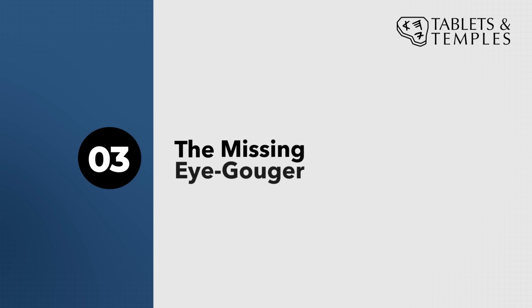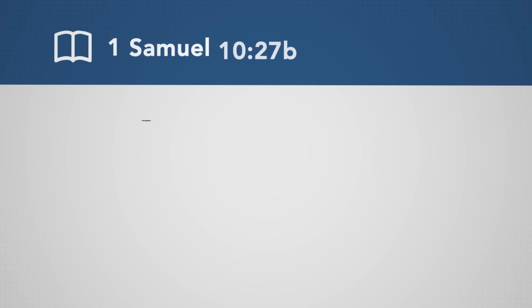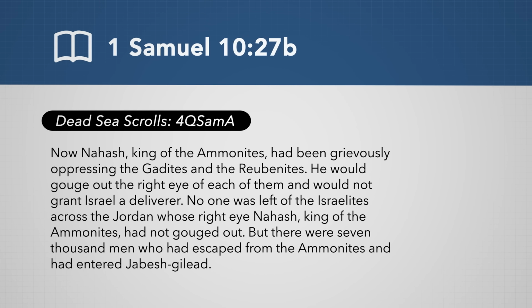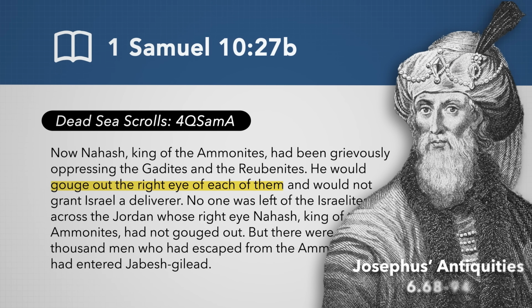Now, what about a passage that was lost for 2,000 years? The Dead Sea Scroll 4Q Samuel A preserves a short episode about the Ammonite king Nahash, who gouged out the eyes of his enemies. This was missing from all our ancient translations, except the Jewish historian Josephus knew about it.